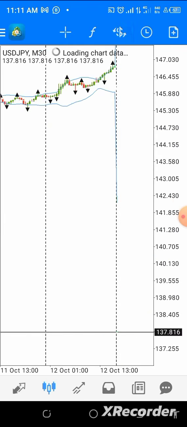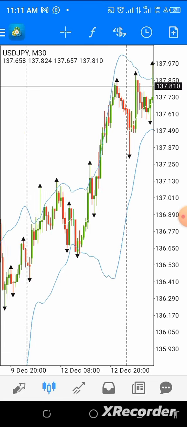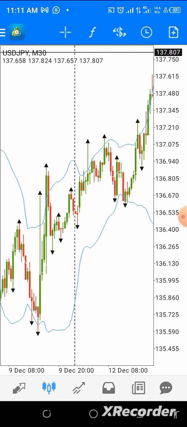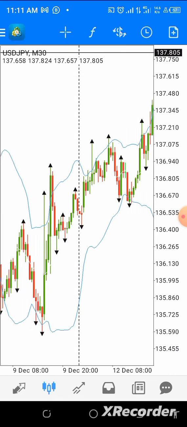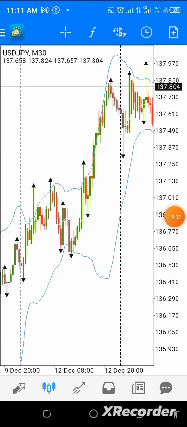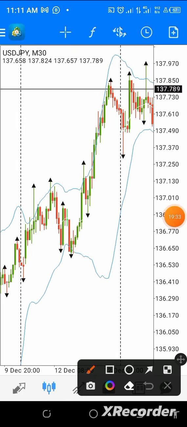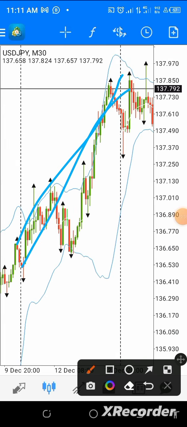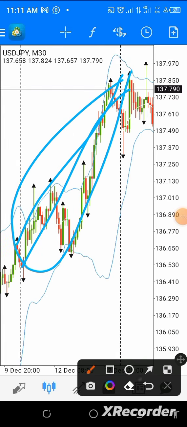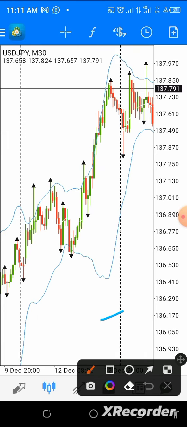I'm going to work on the USDJPY. This is USDJPY. As you can see, this is already an up fractal. Already an uptrend. This is where I'm going to enter my buy opportunity before the trend moves at all.